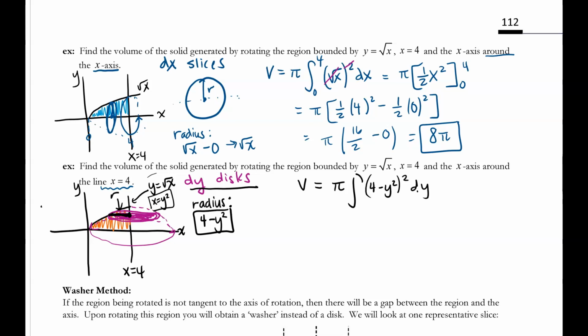So the only thing I don't know are my limits of integration. And when I say lower and upper, I really mean my lower and upper because these have to be y values. So my lower limit is going to be 0 because the x-axis is the boundary. My upper limit is going to be right here, whatever y is when x equals 4. So just plug that in. If y is equal to the square root of x and x equals 4, the square root of 4 is just 2. So from 0 to 2.